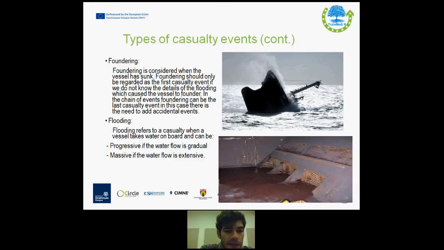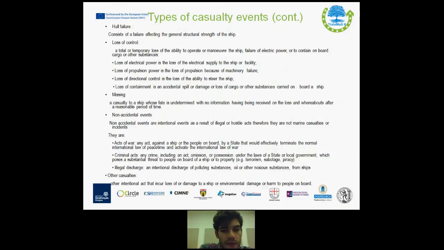Finally, we can distinguish some other types of casualty events, amongst which there are hull failure, which consists of a failure affecting the general structural strength of the ship, the loss of control, which is a total or temporary loss of the ability to operate or maneuver the ship, failure of electronic power, or failure to contain on board cargo or other substances.